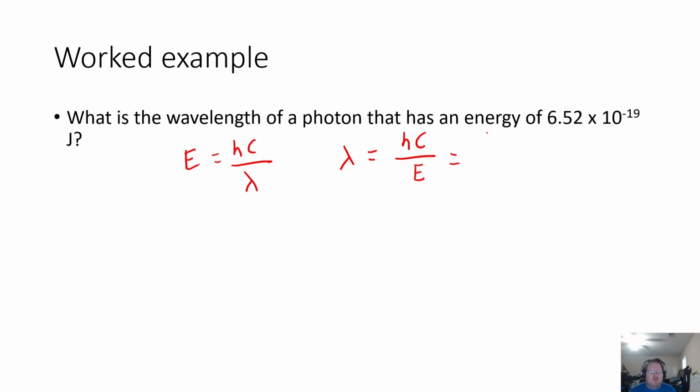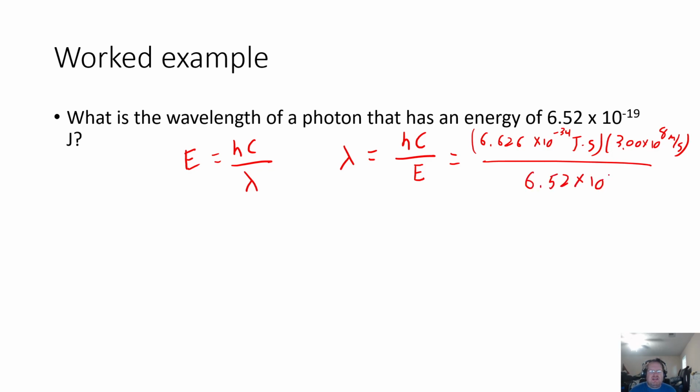So if we plug these values in, we get 6.626 times 10 to the negative 34th joules seconds. Our speed of light, we're going to use 3.00 times 10 to the 8th meters per second. And then our energy was given to us in the problem as 6.52 times 10 to the negative 19th joules. So you can see the joules would cancel, the seconds would cancel, and we'd be left with meters, which makes sense for a wavelength. So now I've just got to plug all these in. I grab my calculator. We put all the stuff from the numerator in first, multiply it together, and divide by the stuff in the denominator.